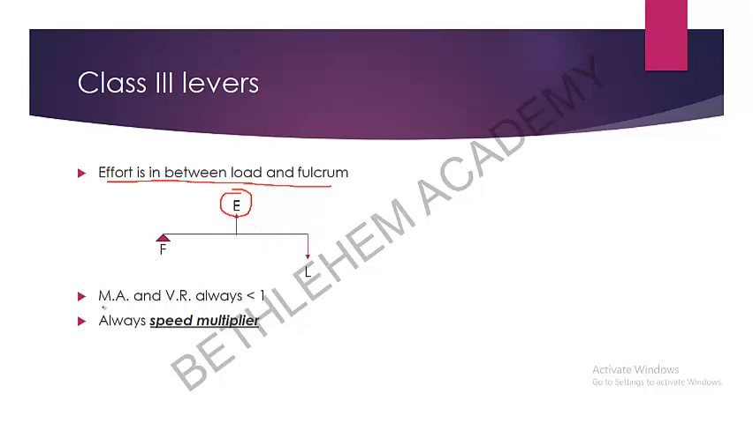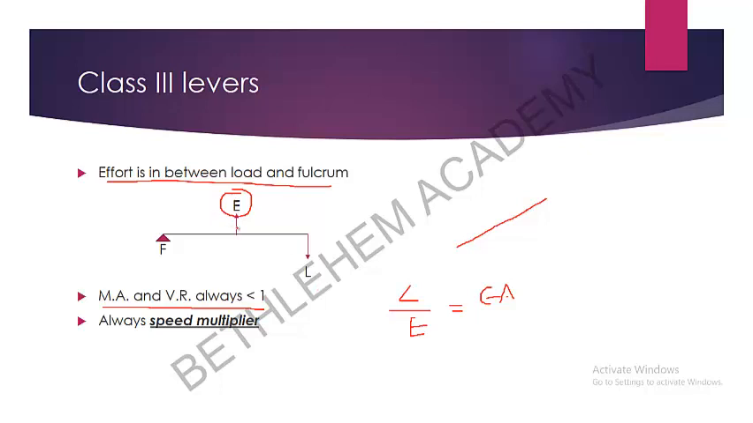Here again we see mechanical advantage and velocity ratio. In class 2 levers it is always greater than 1. With the same analogy, we can understand why mechanical advantage and velocity ratio are less than 1 here. Mechanical advantage is nothing but, as we have discussed, load by effort, or effort arm by load arm. For levers, we can also write load by effort as effort arm by load arm as well.